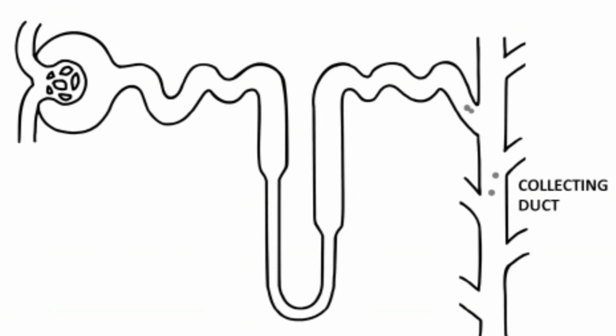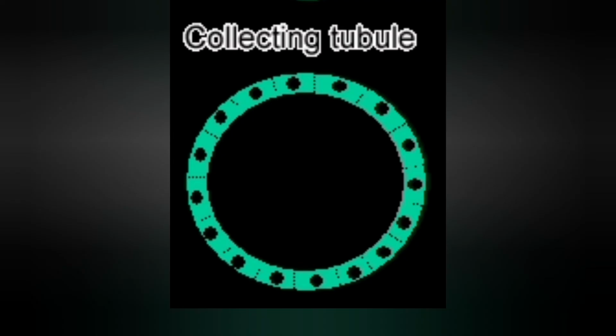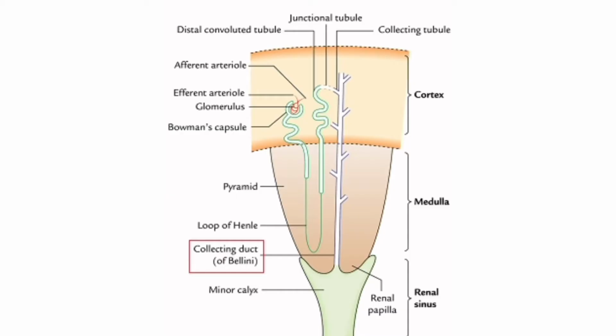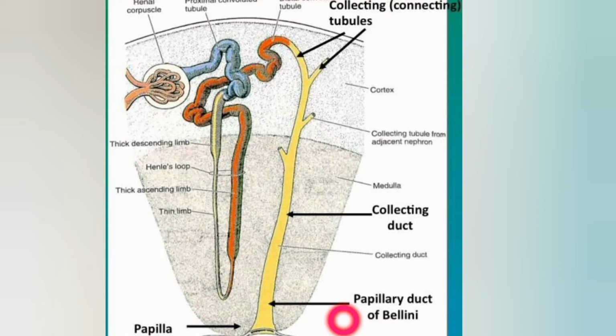The collecting tubule is the last part of the nephron, which is also a straight tubule lined by cuboidal cells. Collecting tubules of many nephrons open into a large collecting duct. Several adjacent collecting tubules converge to open into a short and thick duct of Bellini. All the ducts of Bellini then open into the renal pelvis through the medullary pyramids in the calyces.